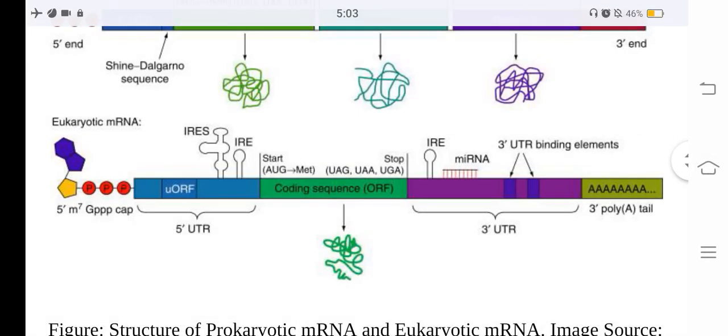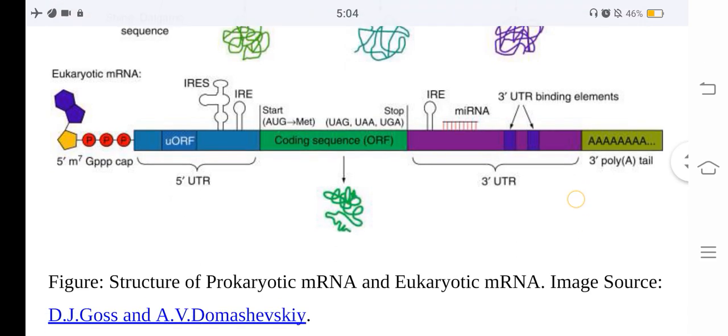Later you could see a picture of eukaryotic mRNA which shows 5' m7G cap, GPPP, then uORF region, 5' UTR region, IRES, IRE, start AUG methionine, UAG, UAA, UGA. Any of these code for a stop codon or an ORF region. Along with that, IRE and miRNA, 3' UTR binding elements, 3' UTR polyadenylate tail. Okay.